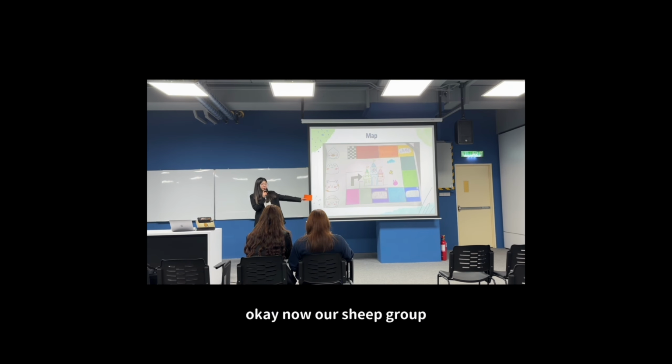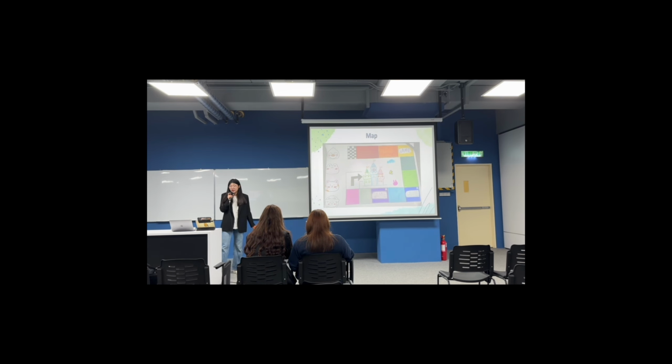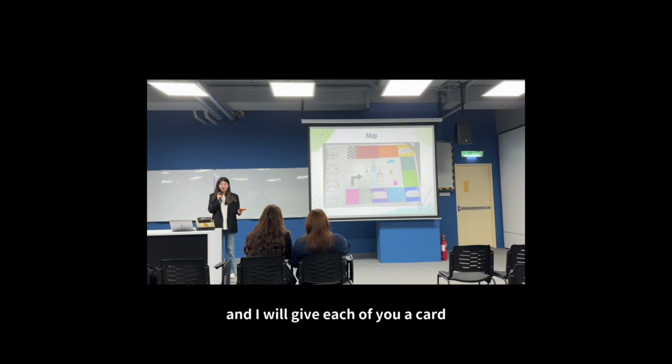Okay, now our sheep group has reached game 2. Game 2 is the home name challenge, and I will give each of you a card. If there is a problem on the card, you will work together to solve it. Finally, let's see your accuracy and duration of use. The winning teams will receive our reward card.